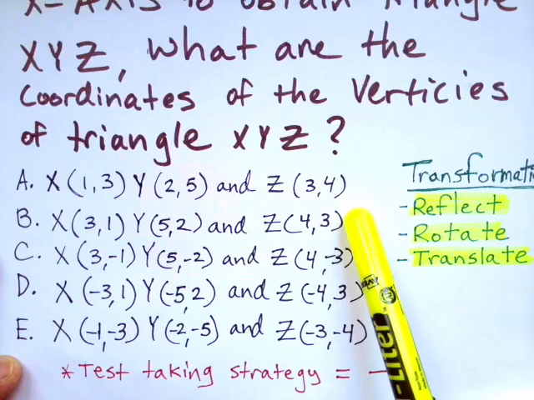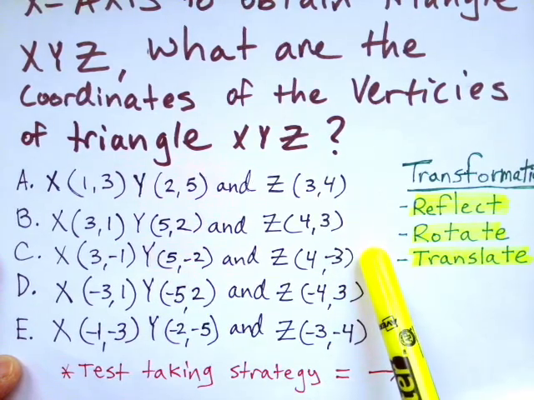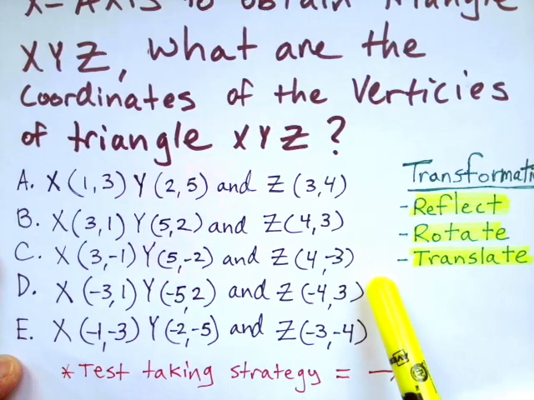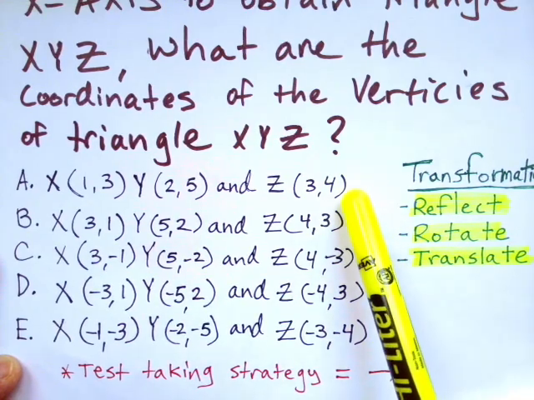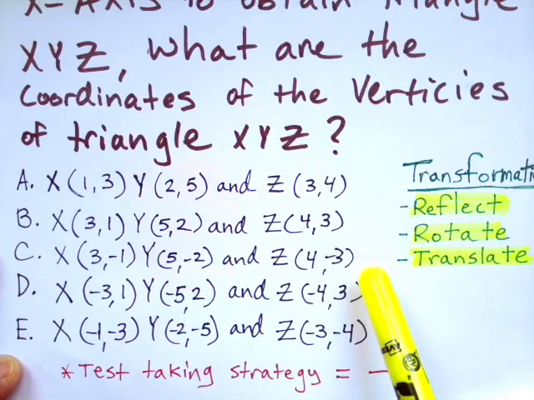My y values for B are positive. My y values for C are negative. In option D, my y values are positive. In option E, my y values are negative. So you can eliminate A, B, and D. The answer can only be C and E.